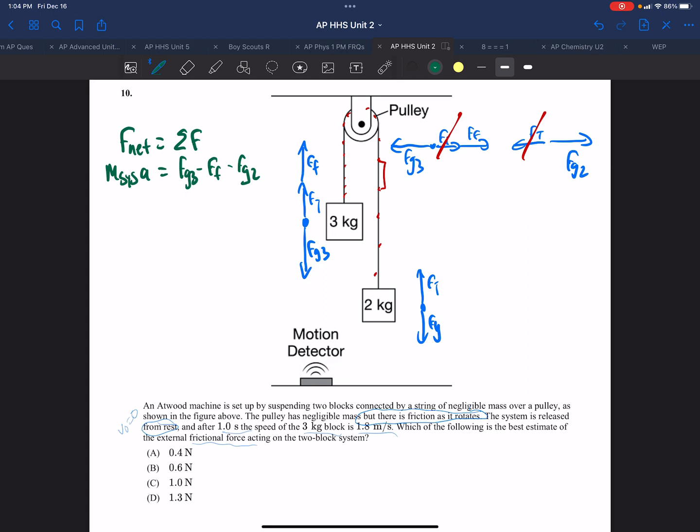So the mass of the system is 3 plus 2. The force of gravity on 3 is 3 times 10. And the force of friction is unknown. And the force of gravity 2 is 2 times 10. So we have 5A equals 30 minus 20 minus the force of friction. So 5A is 10 minus the force of friction.